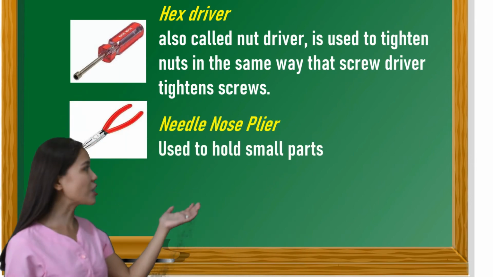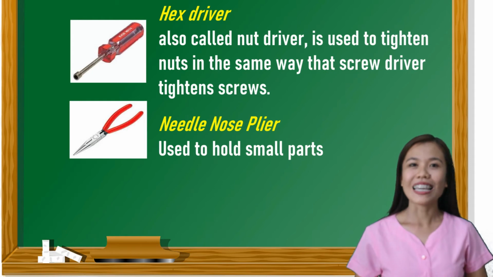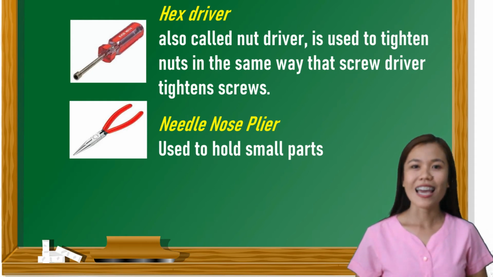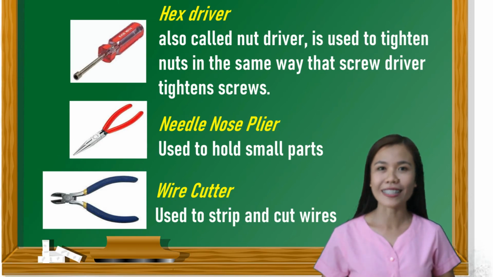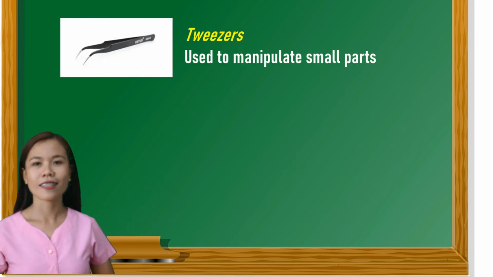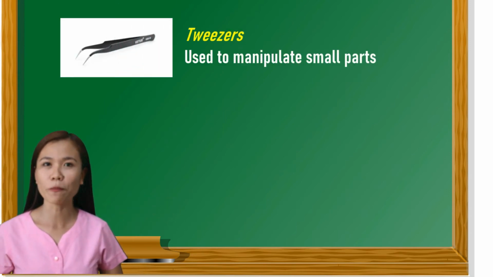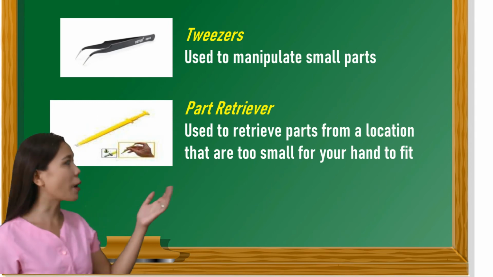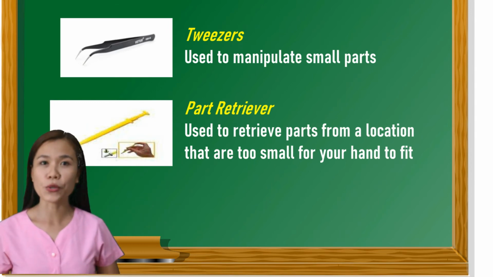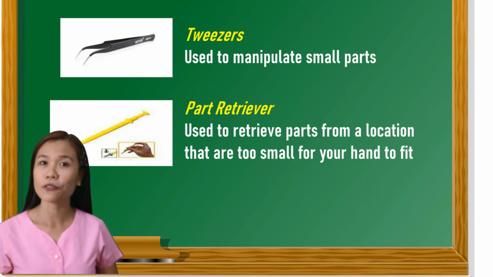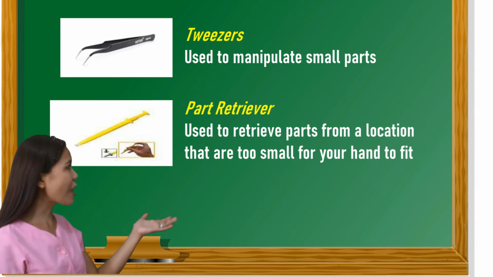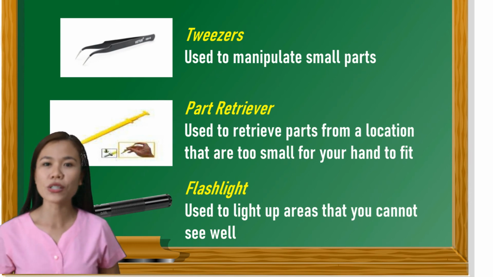Next is needle nose plier, used to hold small parts. Next is wire cutter. It is used to strip and cut wires. Next is tweezers. It is used to manipulate small parts. Next, part retriever. It is used to retrieve parts from a location that is too small for your hand to fit. Next is the flashlight. It is used to light up areas that you cannot see well.